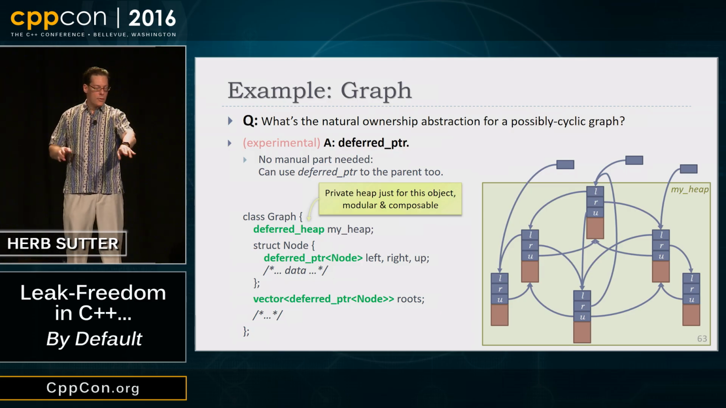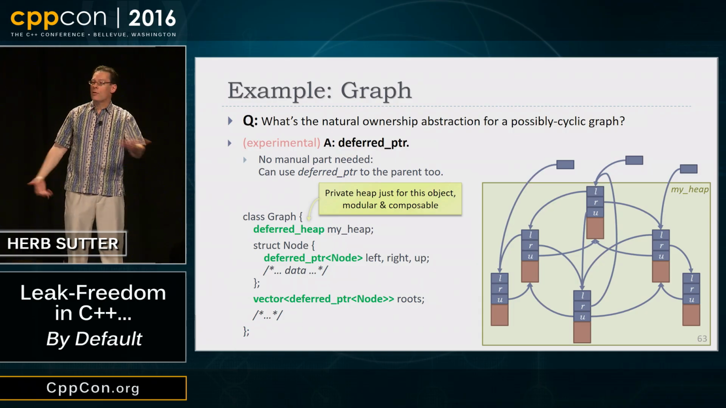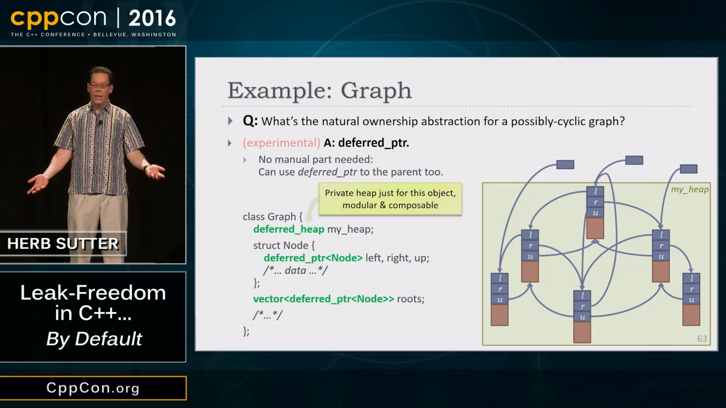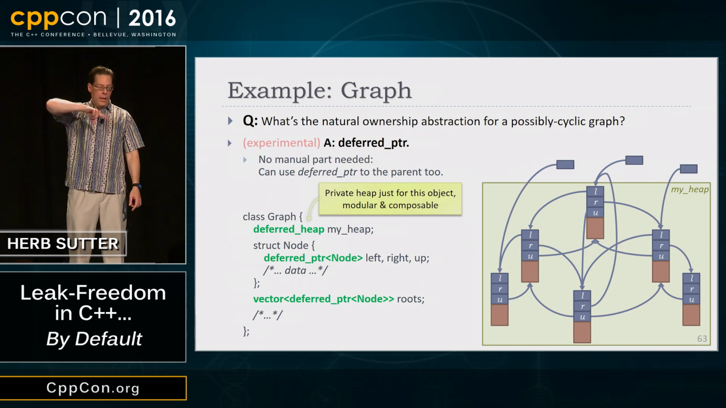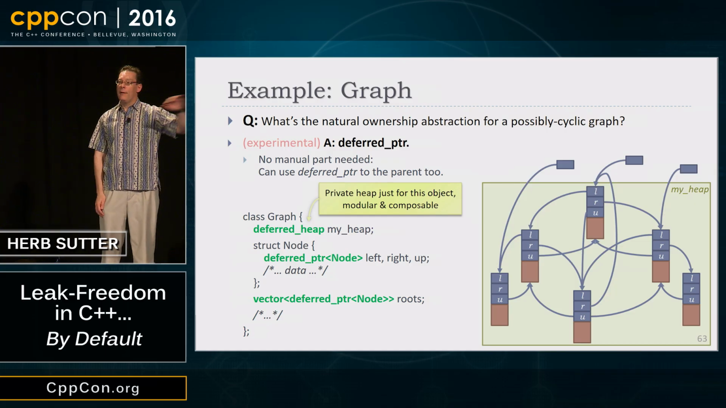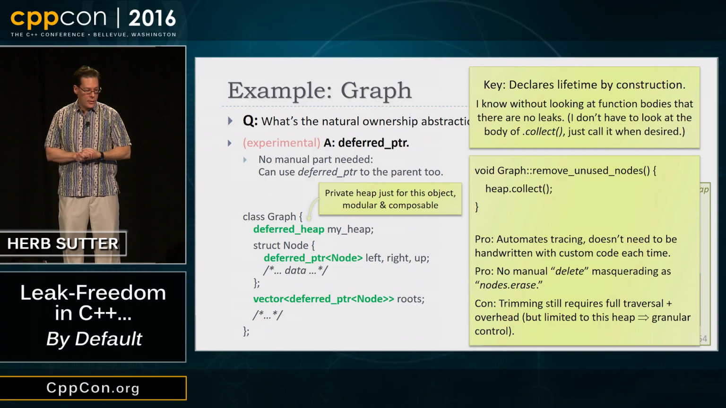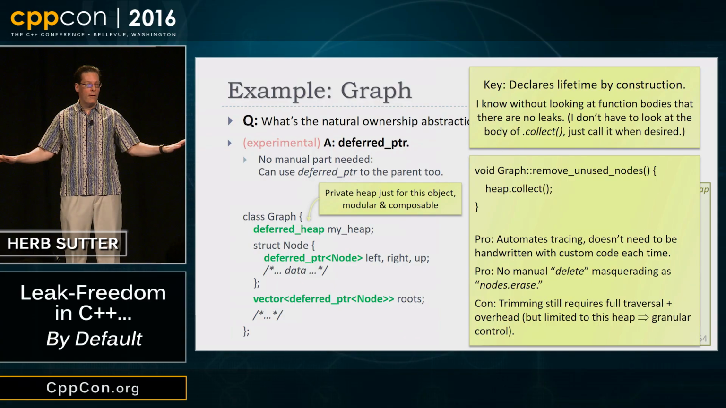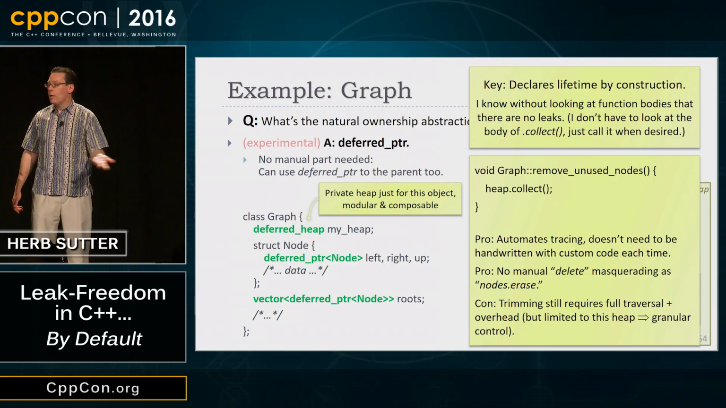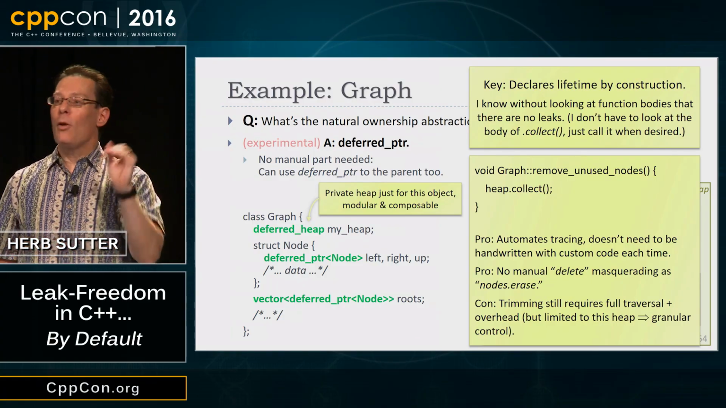Now notice those roots are at the top of the screen. They are outside my heap, because where does vector store its memory? Wherever the default allocator gave it to it from the normal system heap, right? So those roots are outside the heap, and it's all deferred pointers inside the heap. That's modular and composable. It's going to be unaffected by any other deferred heaps elsewhere in the system. And this actually does declare lifetime by construction. I know without looking at function bodies that there are no leaks, and the only thing that you need to do is call collect whenever it makes sense for you from time to time, whenever you want to delete unreachable objects, but you no longer have to write it yourself.